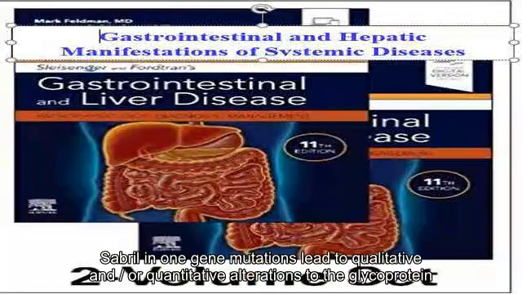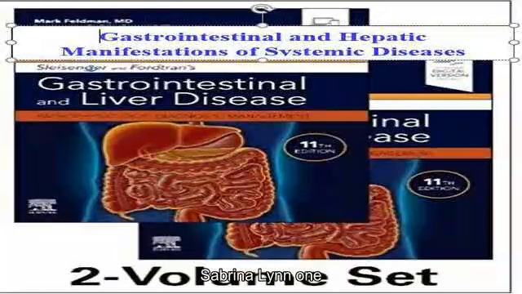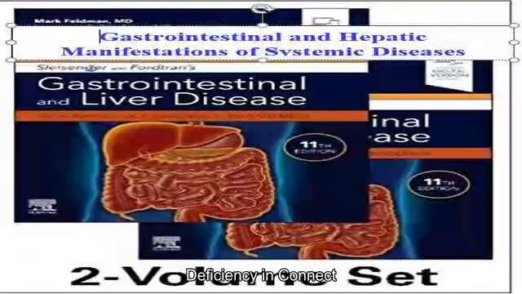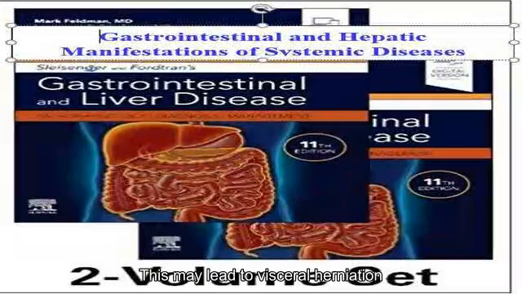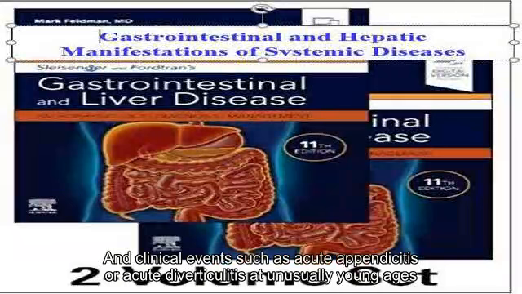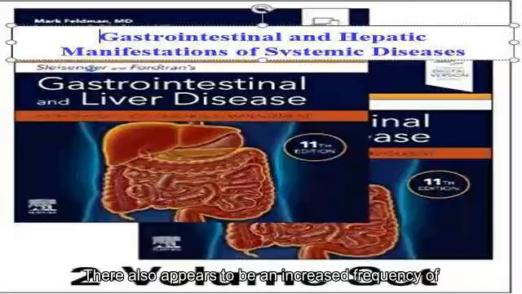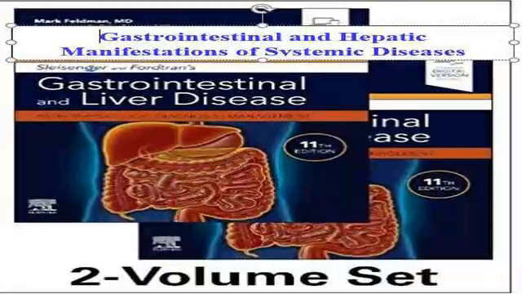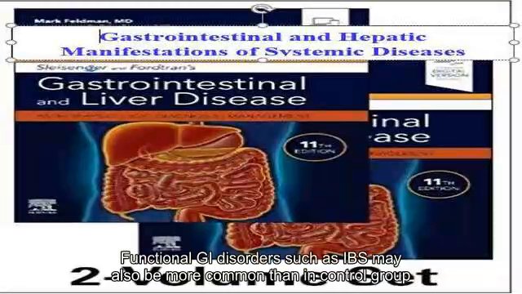Fibrillin-1 gene mutations lead to qualitative and/or quantitative alterations to the glycoprotein fibrillin-1, with subsequent microfibril deficiency and connective tissue instability. In the GI tract, this may lead to visceral herniation, abdominal wall hernias, diverticula/pseudodiverticula, and clinical events such as acute appendicitis or acute diverticulitis at unusually young ages. There also appears to be an increased frequency of hepatic cysts, renal cysts, and cholelithiasis. Functional GI disorders such as IBS may also be more common than in control groups.